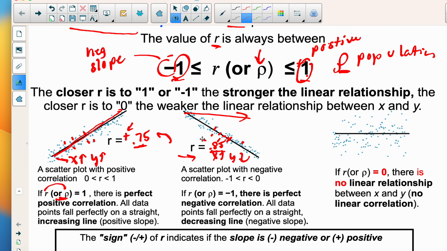And then if rho or R equals 0, this is what it looks like. There's no correlation. There's no relationship. There's no pattern. This is rho or R equals 0.